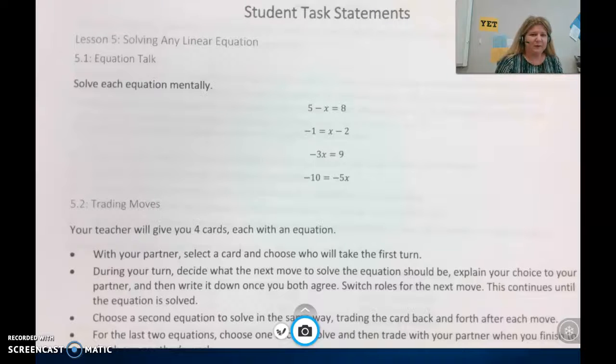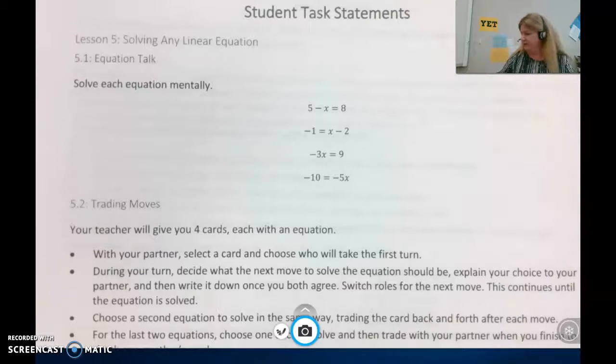Hello, today we're going to be looking at solving any linear equation. And we're going to start with solving some equations mentally. So we're just thinking about what the x means, and we're just thinking about what I would need to turn one expression into the other.